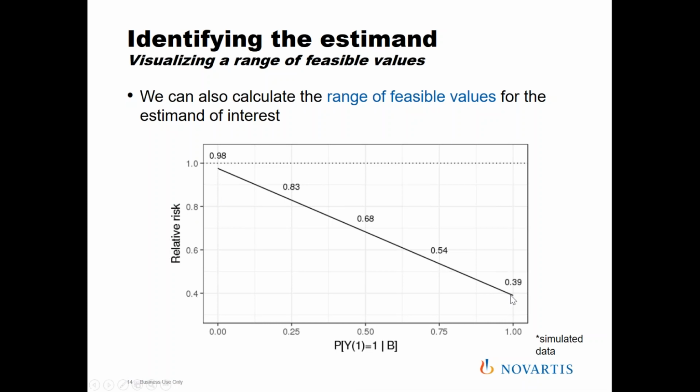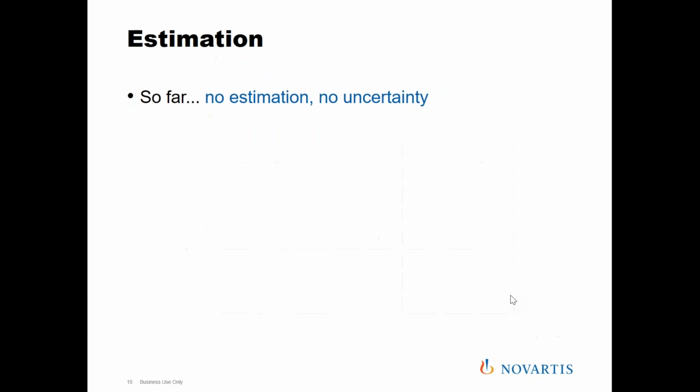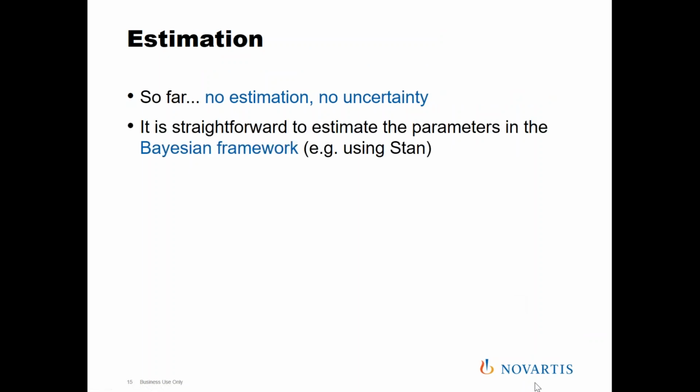So this sort of illustrates that making only one assumption and relying on the fact that this is a randomized clinical trial, we can already derive a range of feasible values for our estimand. But so far, we haven't actually carried out any estimation, and in particular, haven't done any quantification of uncertainty. It turns out that even with the lack of identifiability, which we have here, it is fairly straightforward to estimate the quantities of interest working in a Bayesian framework, which we did here using the programming language Stan.